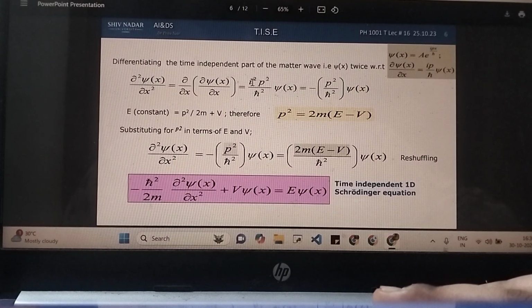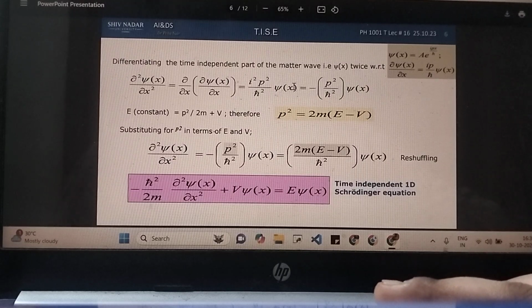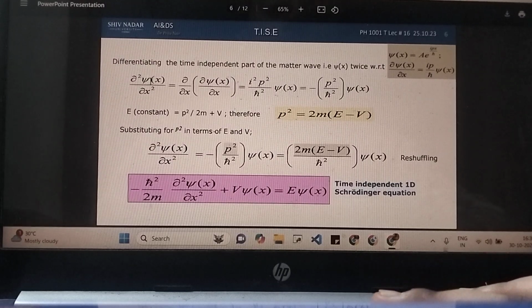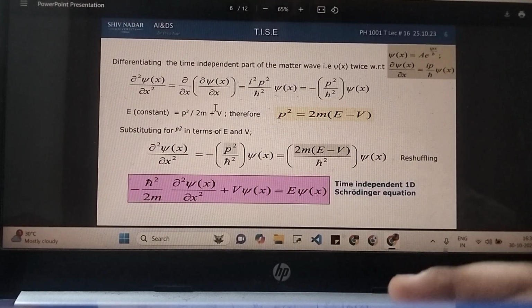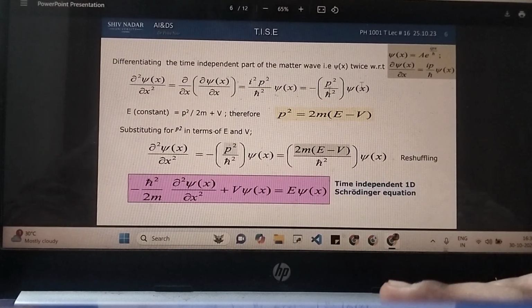And why minus? Because i squared is minus 1. Remember that i is the square root of minus 1, so i squared is minus 1. So when you take the double derivative, this is what you get. And now we'll hold that over there for a minute.